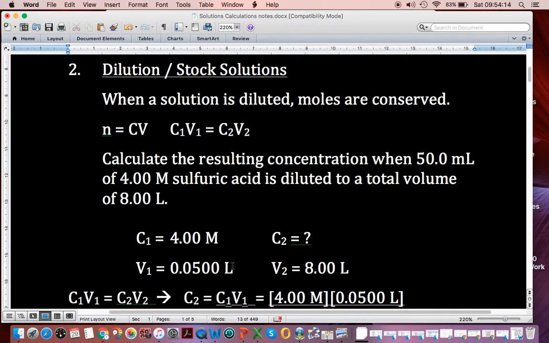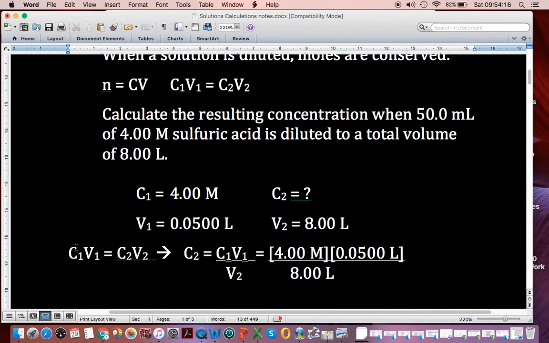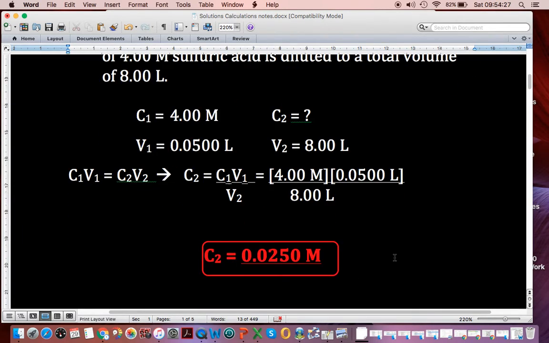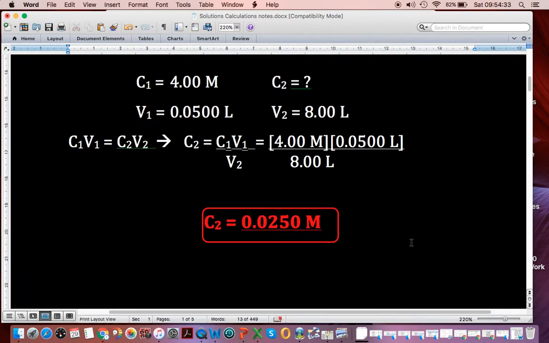So I expect to see you itemize them like this. Then take the formula. C2 is the unknown. So I'm isolating the C2, so that means I have to divide everything by V2. Once I've rearranged, I plug in my numbers, and I get my answer, 0.0250 M. So hopefully that is painless.